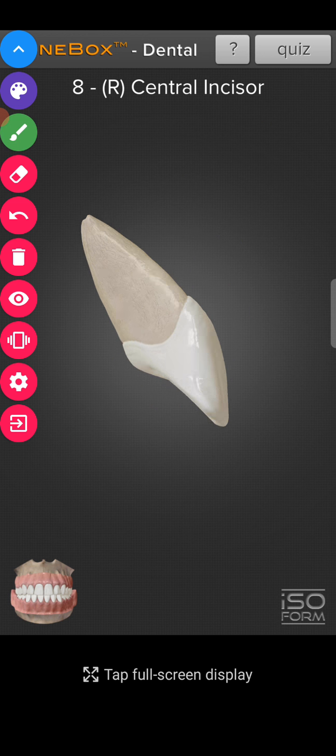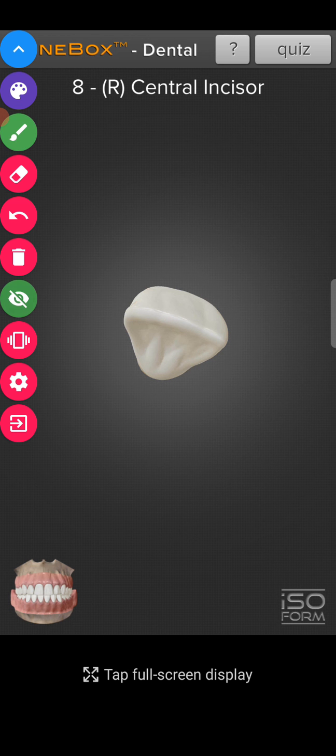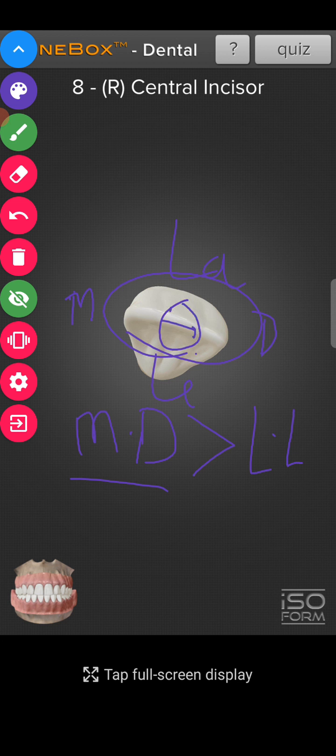That's it. Now let's talk about the incisional thing. Now incisionally, this is the incisional surface. You just need to remember that mesiodistally, suppose this is your mesial and this is your distal. This is your labial and this is your lingual. I say mesiodistally, the crown is wider than labiolingually. Just remember this as point number 1.